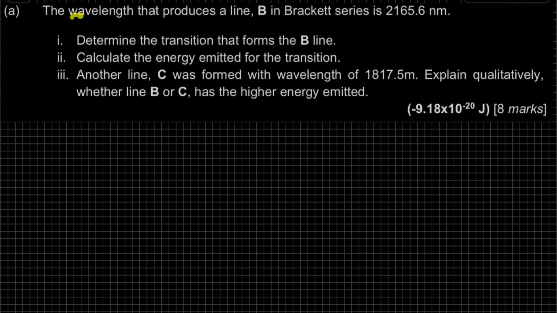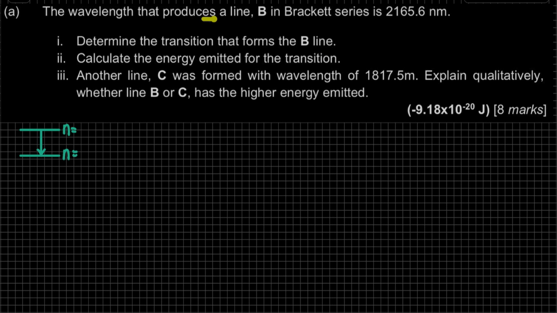Question A, the wavelength that produces a line B in the Brackett series is 2165.6 nanometer. First question, determine the transition that forms the B line. Okay, so what does this mean?